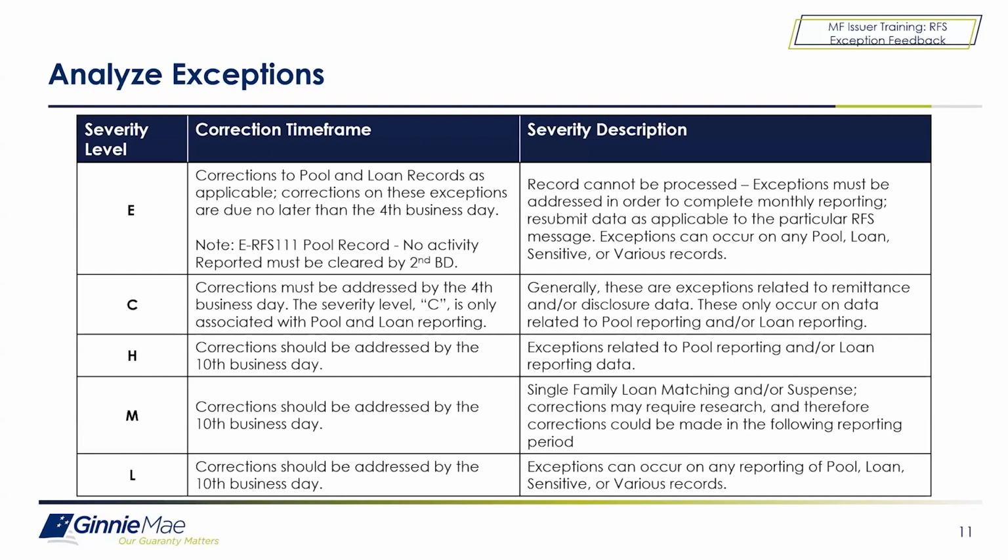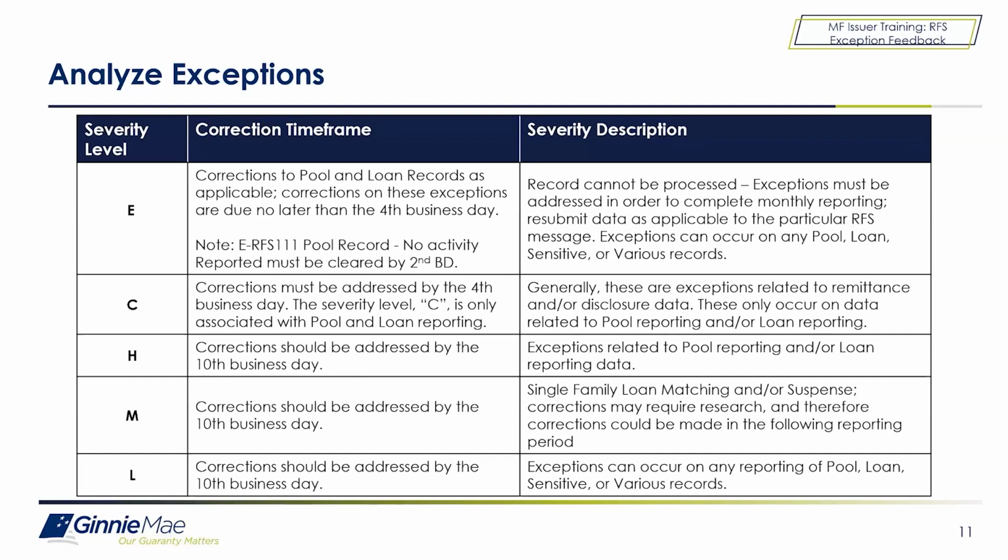Critical or C-level exceptions are related to remittance and/or disclosure data. These only occur to pool and loan level reporting. The C RFS 204 missing loan exceptions must be cleared by 7 p.m. Eastern Time on the second business day. Other outstanding C-level exceptions are expected to be cleared by 7 p.m. Eastern Time on the fourth business day.